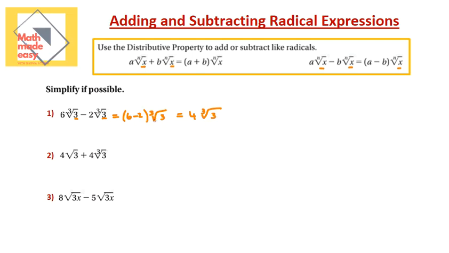Now, once you understood what actually you do, you don't need to write this step. You will say that 6 cubic root of 3 minus 2 cubic root of 3 is equal to 4 cubic root of 3. Now let's look at our second example here.